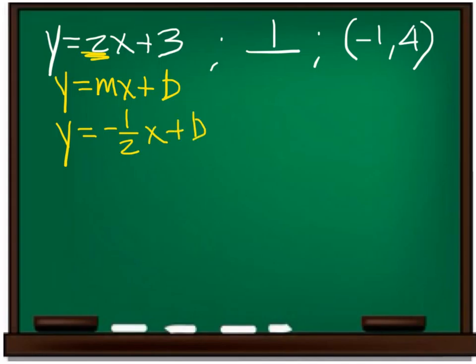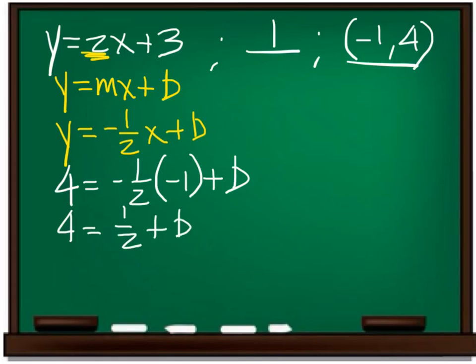Negative reciprocal. The reciprocal of 2 is 1 over 2, and then you change the sign to negative. y equals a negative half x plus b. And then you continue out the rest of the problem like we did before, plugging in the point. That would be 4 equals a negative half times negative 1 plus b. Negative half times negative 1 is half. And if I move it to the left, it's minus a half, and it comes out to be 3.5.